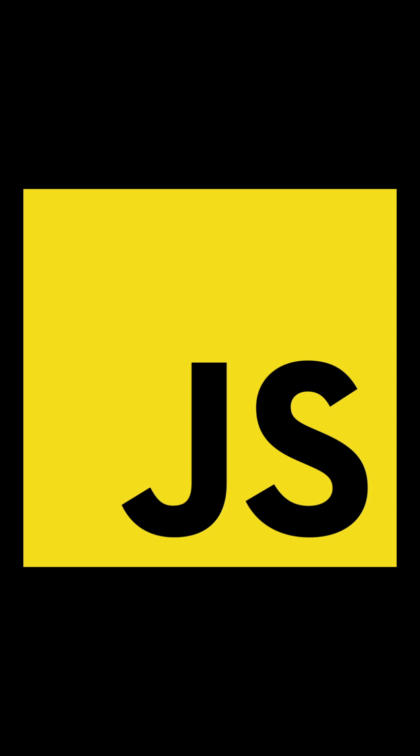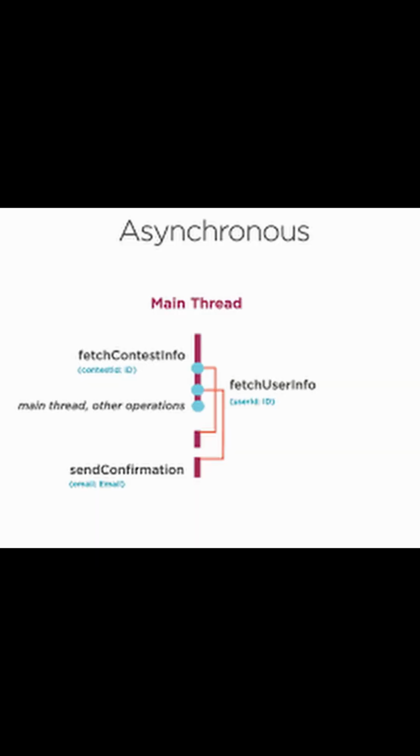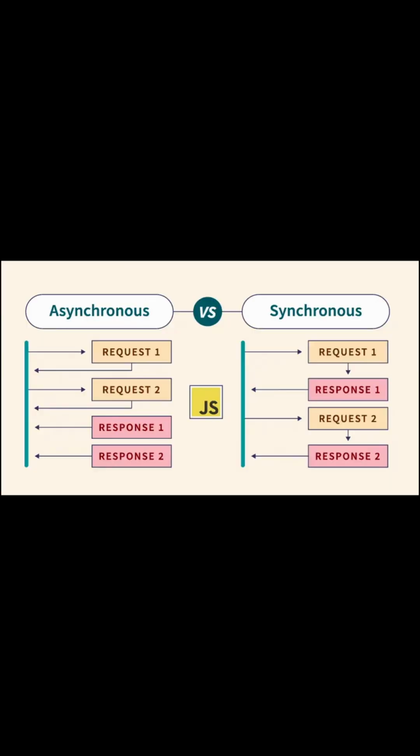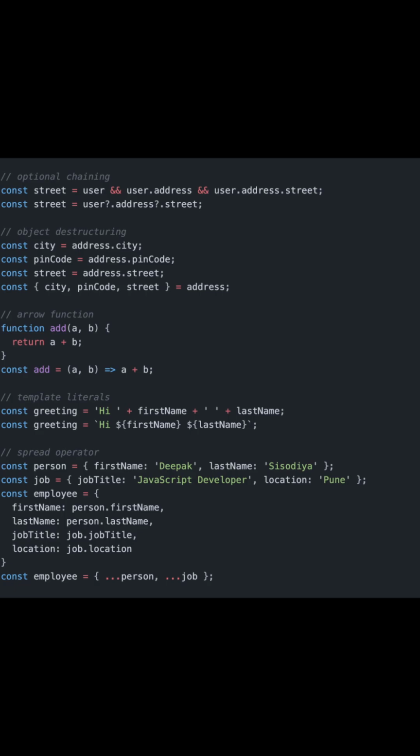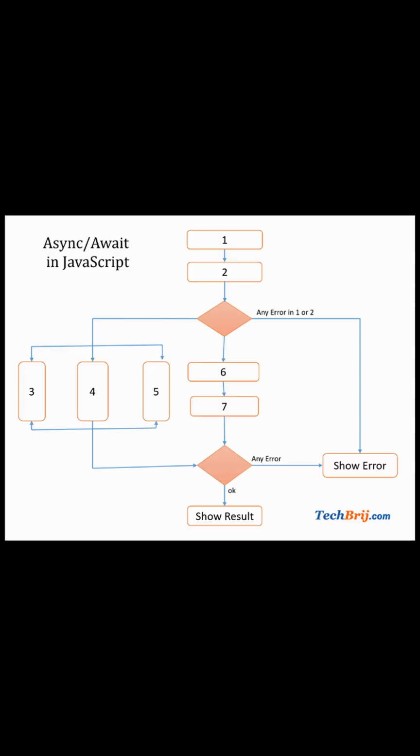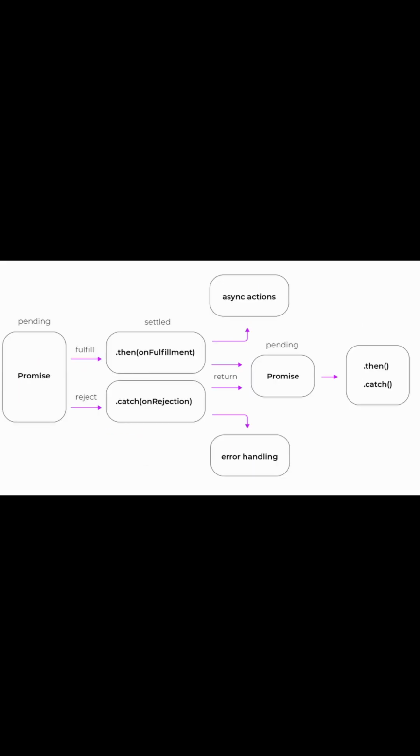Tired of messy callbacks in your JavaScript code? Let's clean things up with async and await. Async and await make your asynchronous code look synchronous and easier to read. No more callback hell. Here's a before and after using async and await instead of traditional callbacks. Your code will be cleaner, easier to debug, and more readable.